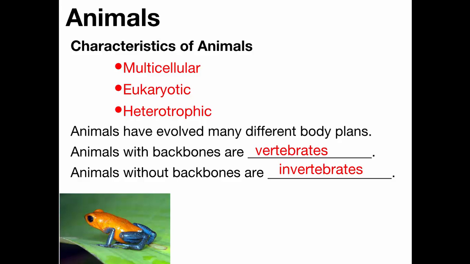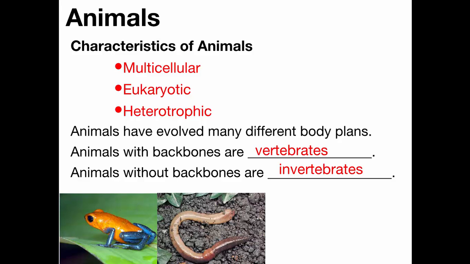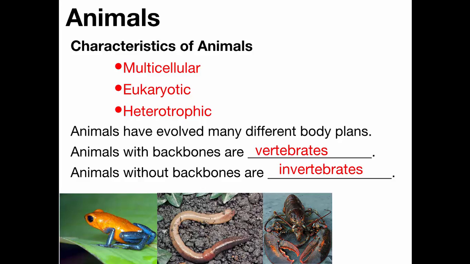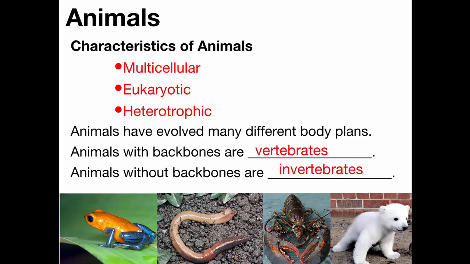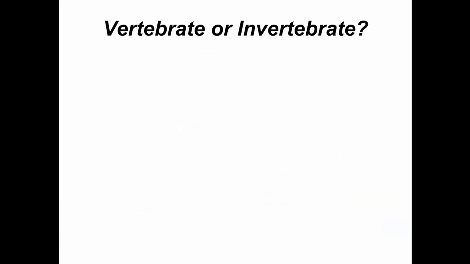What is that? A frog. Vertebrate or invertebrate? Vertebrate. A worm is an invertebrate. A lobster. Invertebrate. Polar bear puppy. Oh my god, that's a thing. I want. No, it's a polar bear. All right, let's do some more.